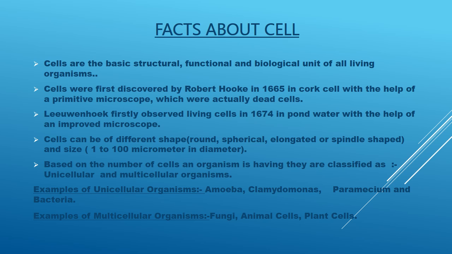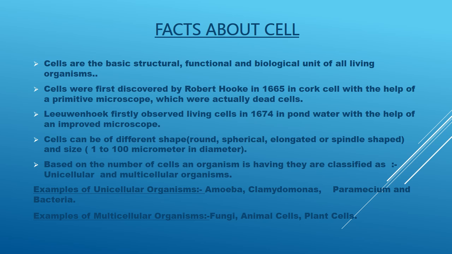Cells were first discovered by Robert Hooke in 1665 in cork cells. Now these cork cells are dead cells, but who observed them first? Robert Hooke in 1665, and with the help of a primitive microscope. It was not such an advanced microscope as we have today. Then in 1674, Anton van Leeuwenhoek first observed a living cell in pond water with the help of a self-modified microscope.